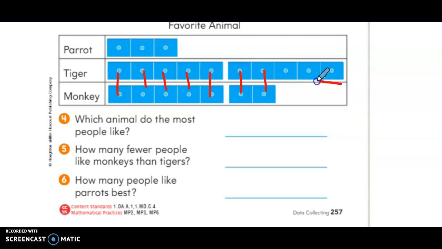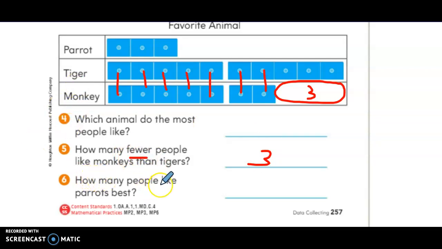And here's the difference right here. So how many fewer people like monkeys than tigers? 1, 2, 3. 3 fewer people. Okay, and we used fewer. Oops, I wrote that in the wrong spot. 3 fewer. We used fewer because we're only comparing 2 groups.